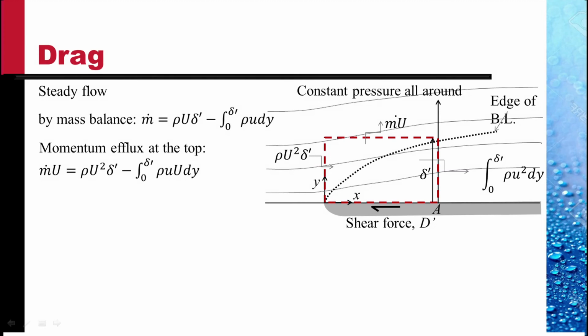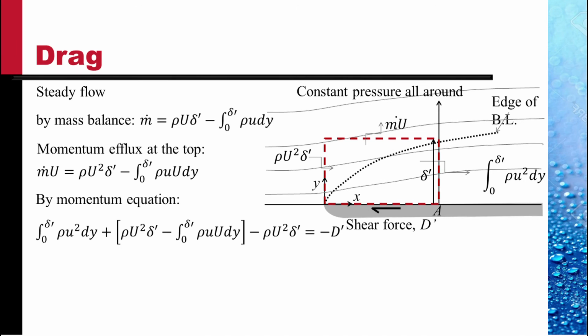At the right surface, the momentum flux is obtained by integration of rho u square dy. And so by the momentum equation, the net efflux of momentum must be the net horizontal force applied on the control volume towards the right. If the drag force on this surface is D prime per unit depth, then this force is minus D prime, because the drag is applied to the left. We consider forces to the right as positive, so we use minus D prime.